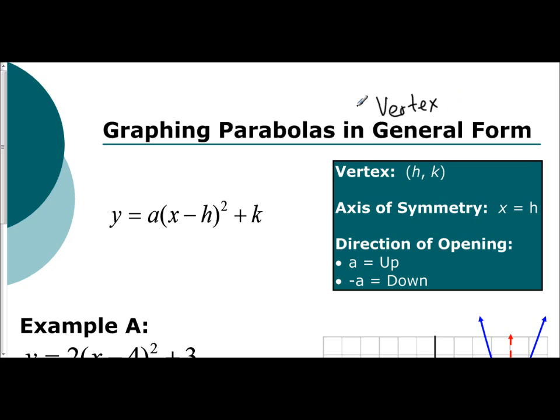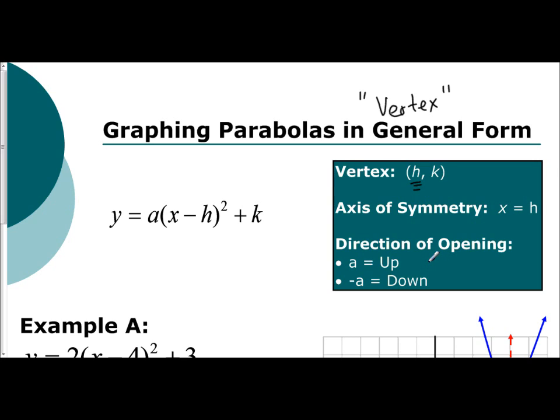The reason it's also referred to as vertex form is because written in this form, y equals a times the quantity x minus h squared plus k, it's easy for us to identify our vertex. The vertex is your h value and your k value, so your vertex is the coordinate (h, k). Your axis of symmetry, remember, is the x value of the vertex, so my axis of symmetry is x equals h.